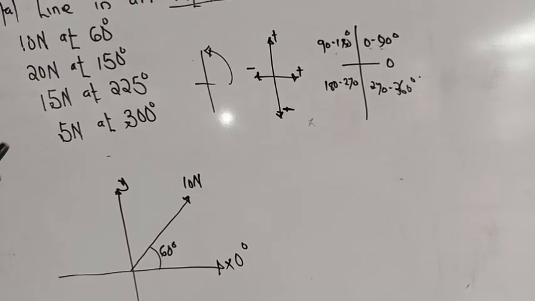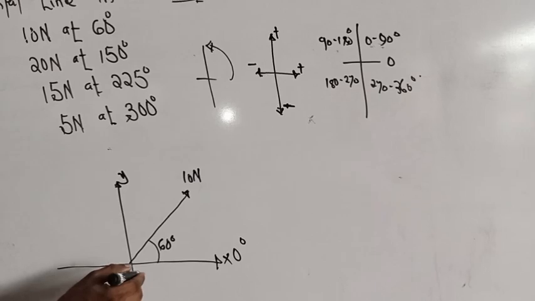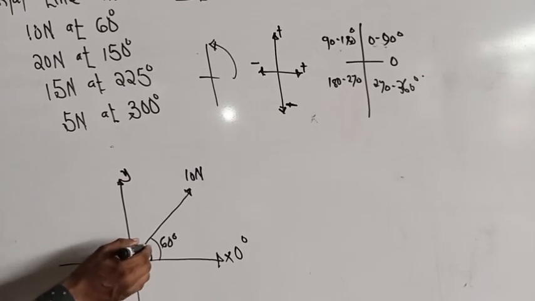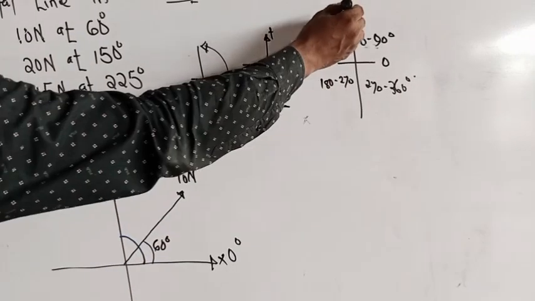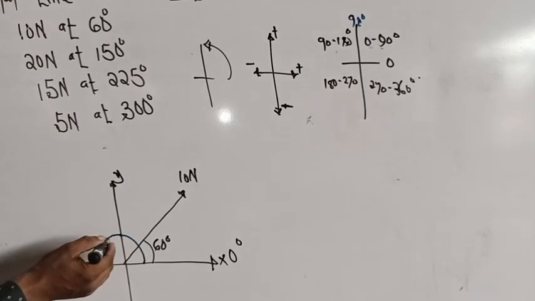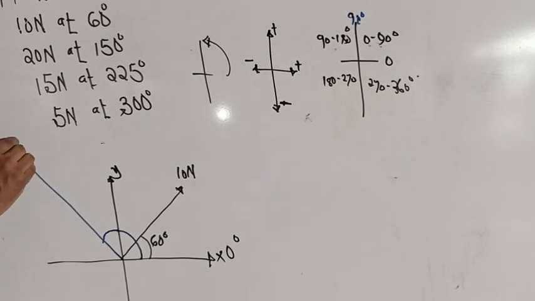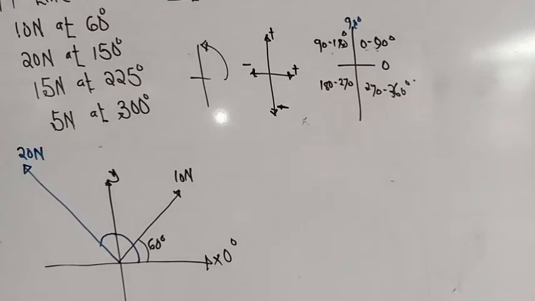The second force is 20 Newton, and the direction is 150. So let's look for 150. Here's my 0. If I trace from here to here, according to the cardinal points, here is 90. So here is now 90. I'm looking for 150. Let's assume somewhere here is 150. Here I have the second force of 20 Newton.